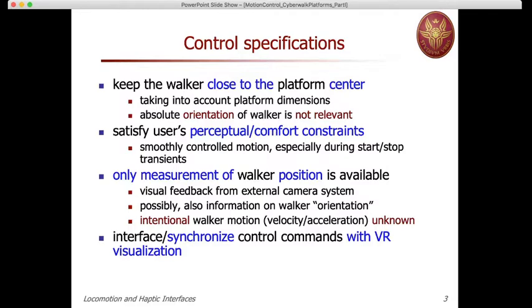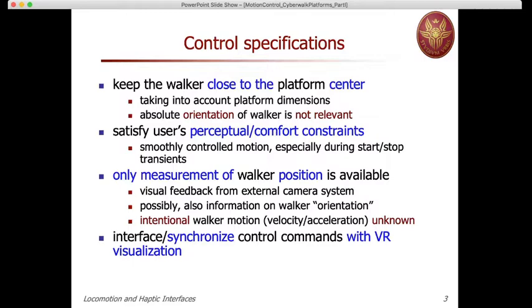and start with what are the control specifications of our problem. So essentially, as we said, we would like to keep the walker as close as possible, but really not at the center, but close to the center of the platform. Why close? Because in fact we have some boundary before the user would fall out of the platform. So we could afford to stay not exactly at the center, depending on the size, of course, of the platform. So we have to take into account the platform dimension in order to specify what we mean by close. In principle, we would like to bring the walker to the center.